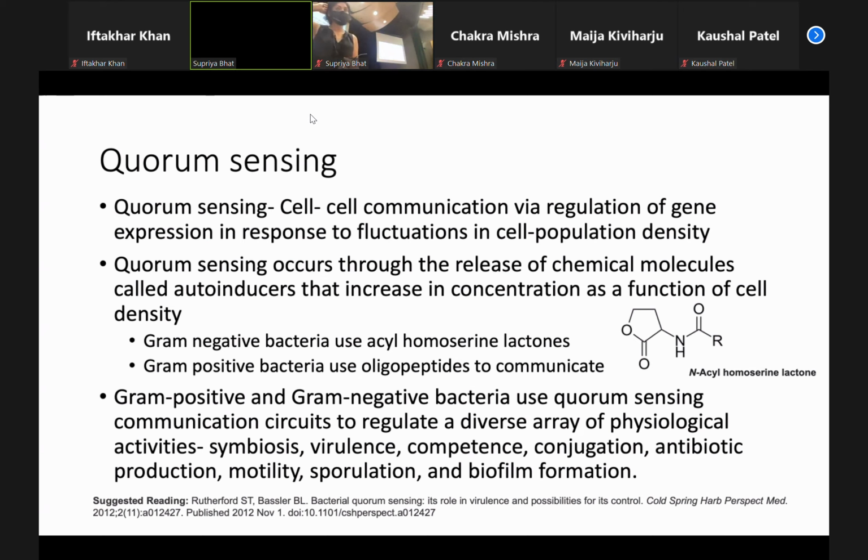Okay, let's talk about quorum sensing. This is again a really, really interesting phenomenon. So we think bacteria are really simple. They're just eating and dividing. But then quorum sensing is a really interesting technique. It's fairly new, still under research.